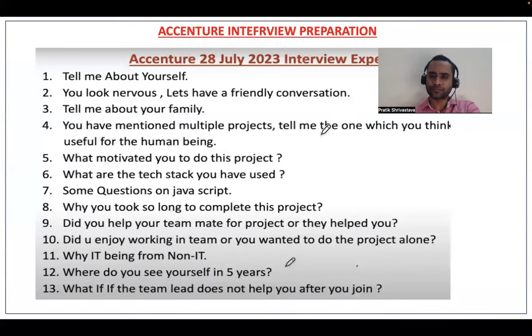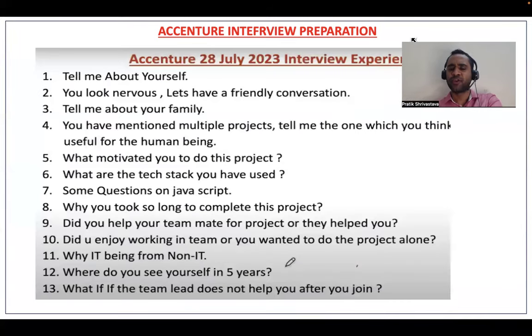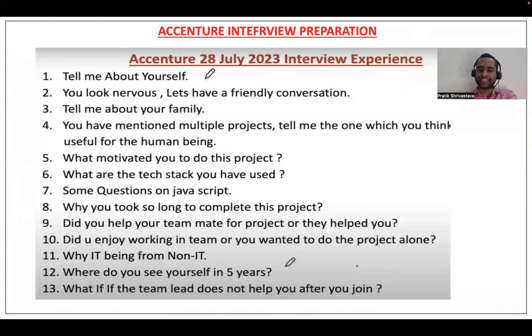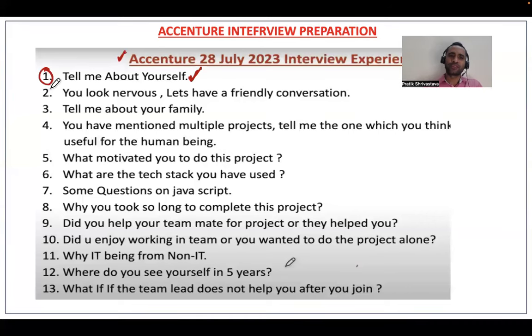Now, one of the interview experiences which I have covered here: Accenture, 28th of July 2023 interview experience. The first question which was asked was, tell me about yourself. Then the interviewer said, you look nervous. Friends, if you are nervous in the interview, they will be easily able to identify. So the interviewer said, let us have a friendly conversation. They will try to have a friendly conversation with you.